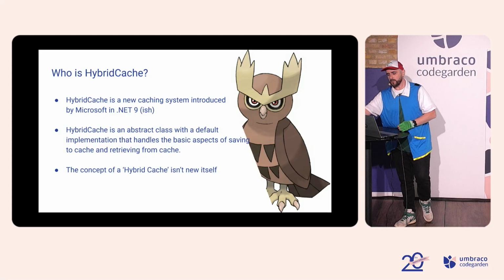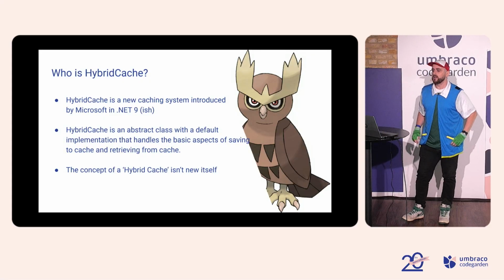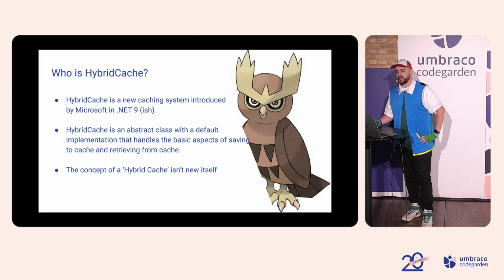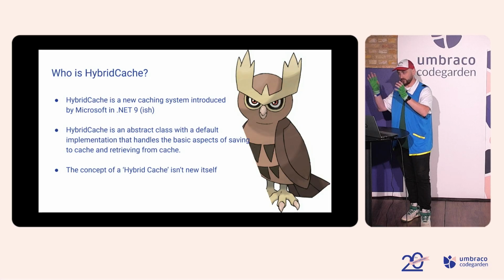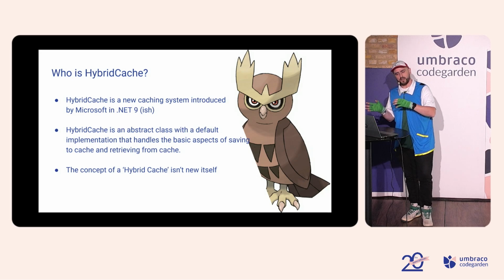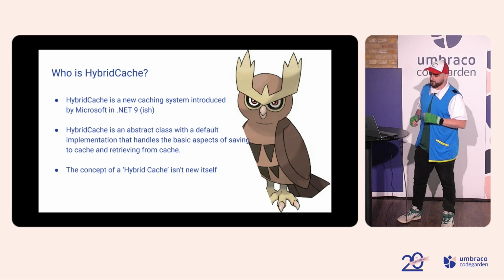Excuse me. Hybrid cache is a new caching system introduced by Microsoft in .NET 9-ish. It's not part of .NET 9. It's actually a NuGet package as an extension. You can just download it into any kind of .NET project. But it was released in preview, at least, alongside .NET 9, which is kind of why we talk about it there.